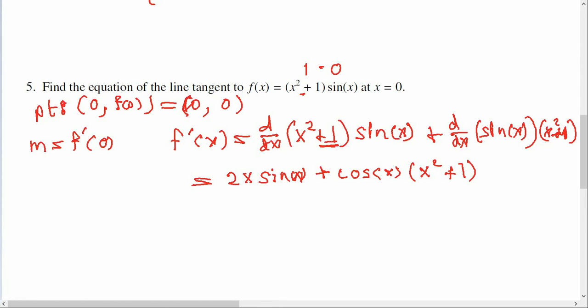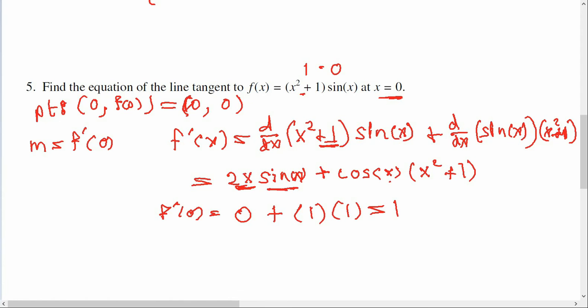I don't really have to simplify this one because I just need the slope when x is 0. So I can leave it in this general form. It's really not going to simplify much. I just need to plug 0 in. I'm going to get 0 here and 0 here also. And then I'm going to have 2 times 0, so that's going to make this whole term 0. So we'll just get rid of it. And then cosine of 0, which is 1, and then 0 squared plus 1, which is also 1. So I get a slope of 1.